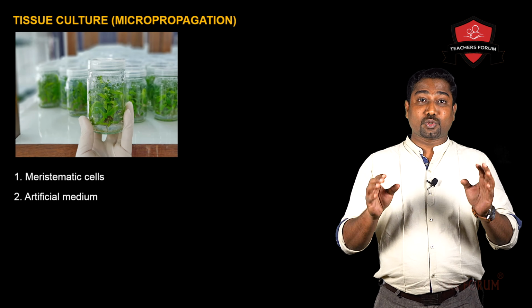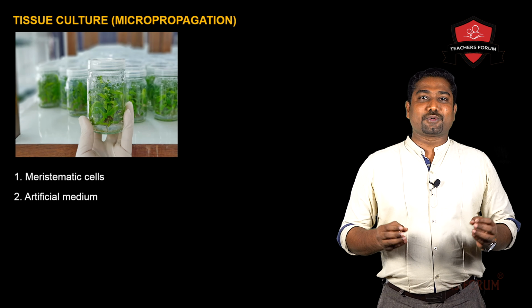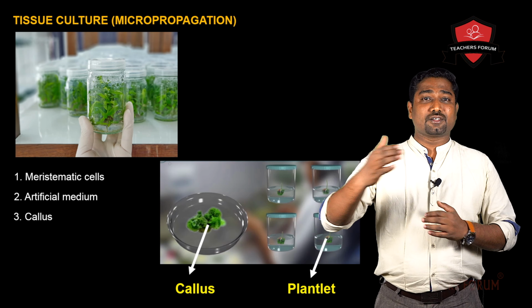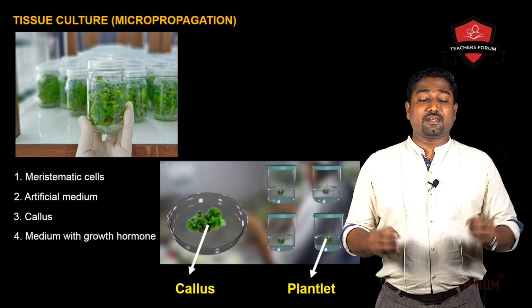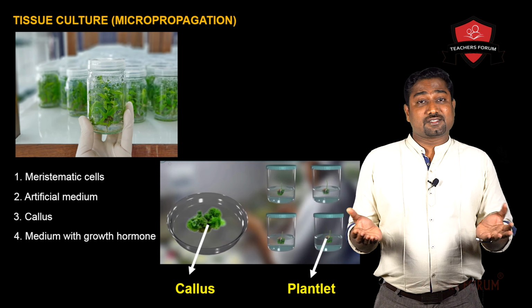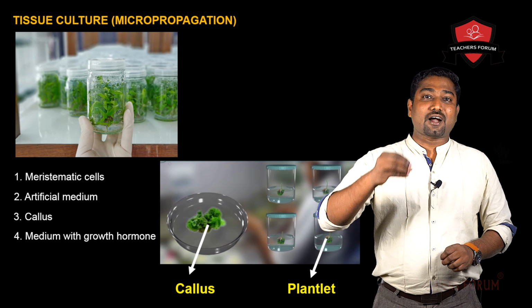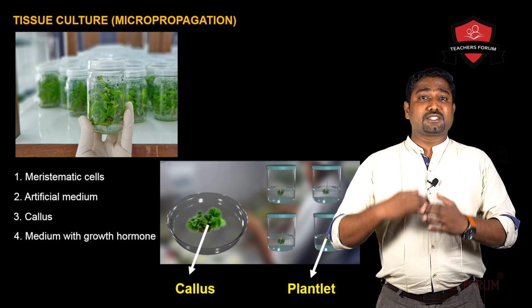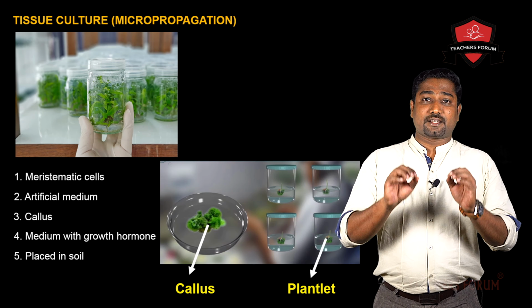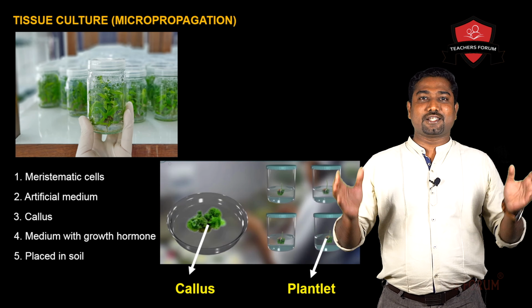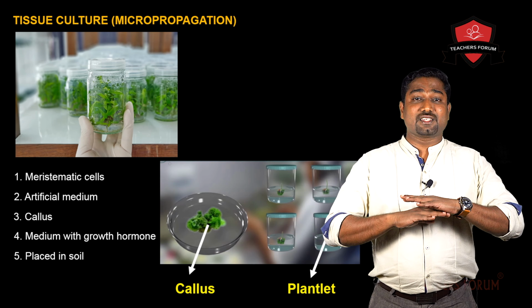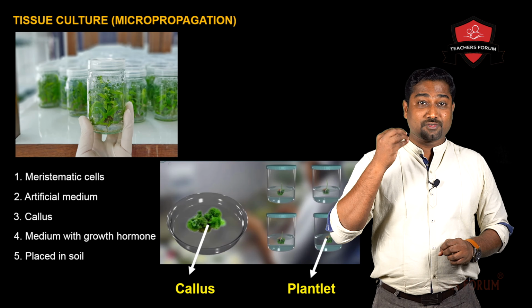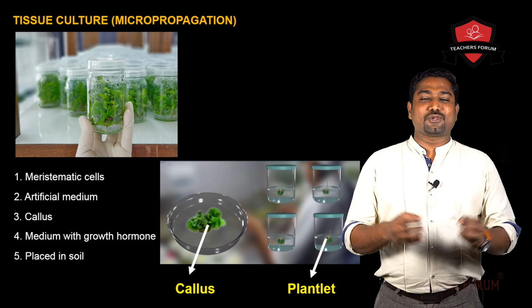These meristematic cells will grow well inside that artificial medium to produce a cluster of undifferentiated cells called callus. This callus is later transferred to another medium containing plant growth hormones like auxins, gibberellins and cytokinins. Inside that medium, the callus will grow into a new plantlet. Later, this plantlet is transferred to the soil and it will grow as a new plant. The technique of tissue culture all occurs under very sterile conditions, free from any contamination, inside a laboratory setting. So from the meristem of a single plant, you can give rise to hundreds of plants.